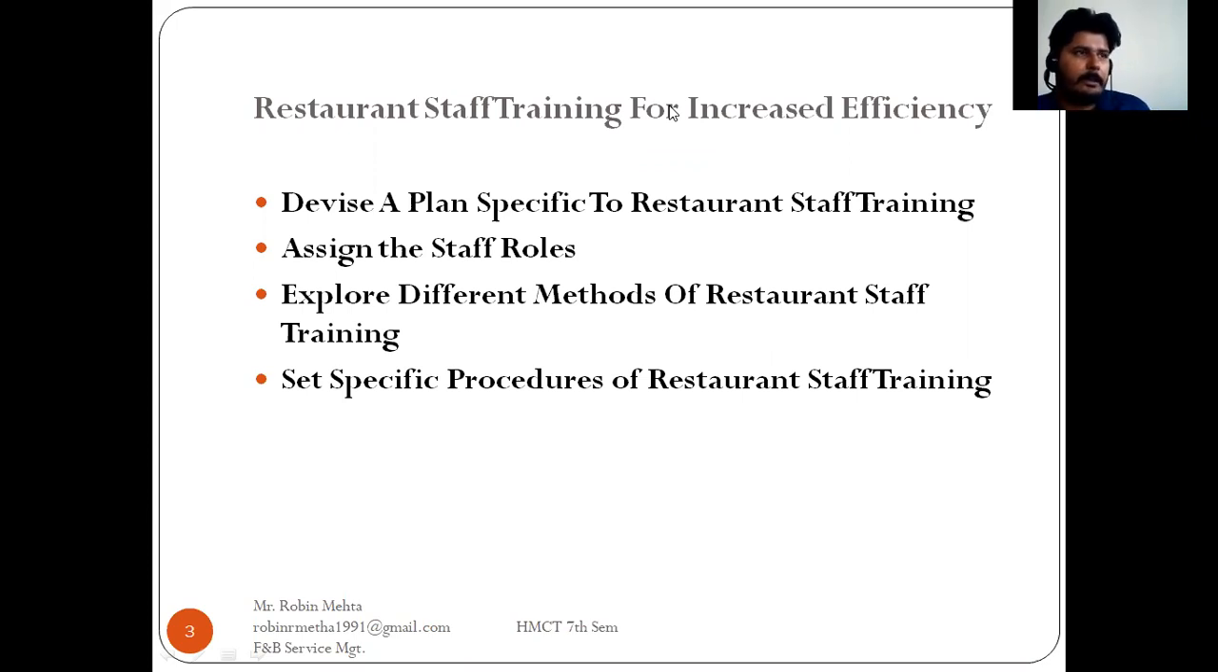Sometimes our seniors, or our training managers, may show favoritism to some trainees or some staff. So that should not happen, okay, that should be avoided. Okay, so a specific procedure for each and everyone.